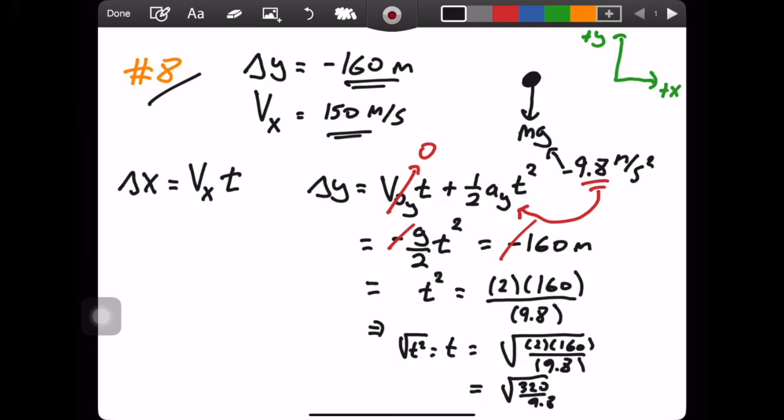We have t now, and remember in our back pocket we had the expression for how much horizontal distance is covered. And so this equals 150 meters per second. That was what this velocity in the x direction was. And then we've solved for t now. The t that we solved for is the t it takes to drop the 160 meters. And so that is the square root of 320 divided by 9.8.